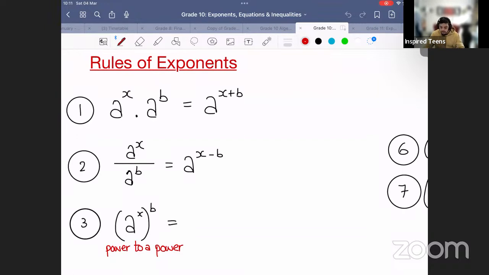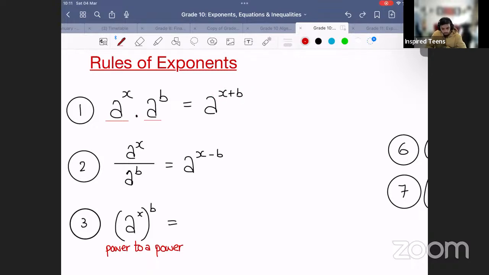So the first of which is a to the power of x times a to the power of b is equal to a to the power of x plus b. So basically, when you have the same bases, a, and different exponents, it doesn't matter if they're different or the same, but same bases multiplied by each other. That's important. It's a multiplication. Then you can add their different powers respectively.